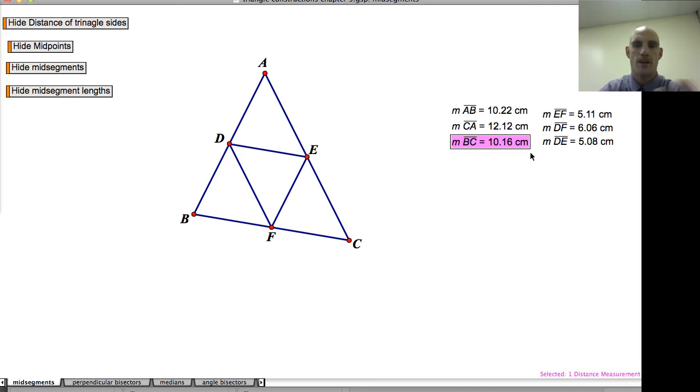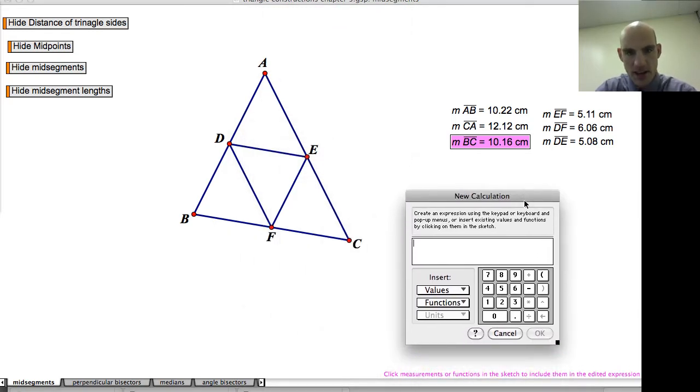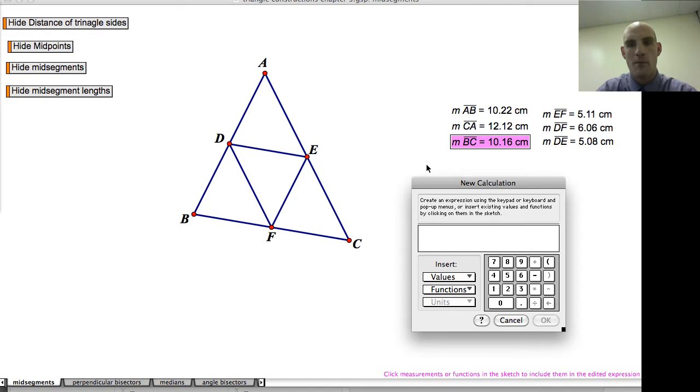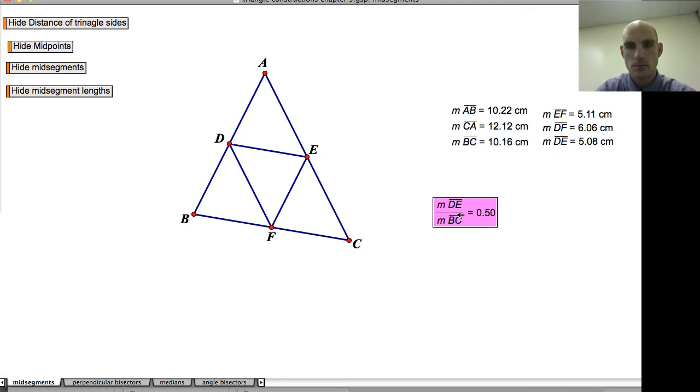I'm going to do a little bit of measurement and calculate something here. I'm going to set up a ratio of the midsegment DE, the measure of DE, divided by the measurement of BC. That's my first measurement. You'll notice when I do that, DE over BC is 0.5, so it's a half. DE is half of BC.